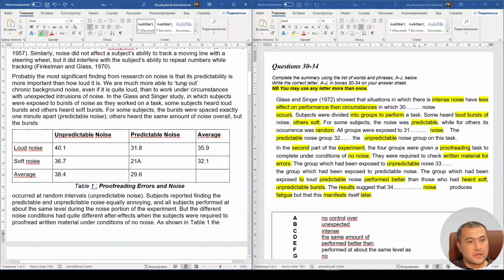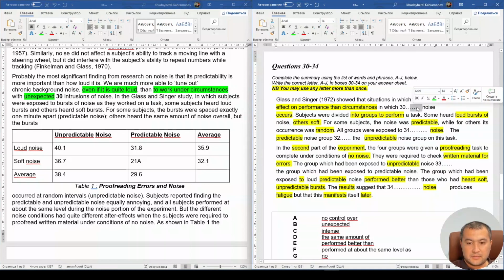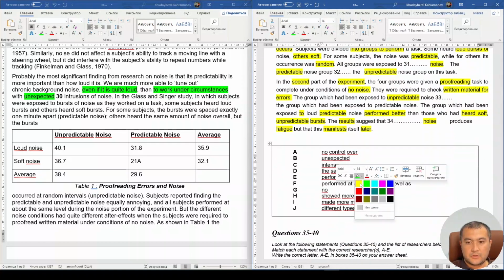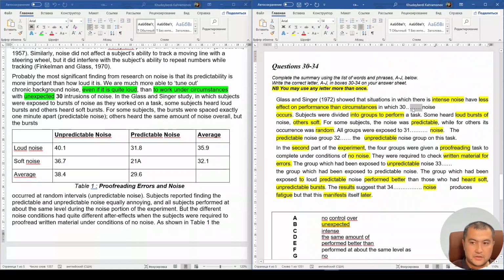We are much more able to tune out chronic background noise even if it's quite loud than to work under circumstances. Here, if you pay attention, we have even if it is quite loud, which means effect on performance than to work under circumstances in which noise occurs, which means unexpected. You see, if you pay attention here we have the word unexpected, which means the right answer to question 30 should be unexpected. Do we have such a word here? Yeah, we have the word unexpected, and let's write it down, B here.